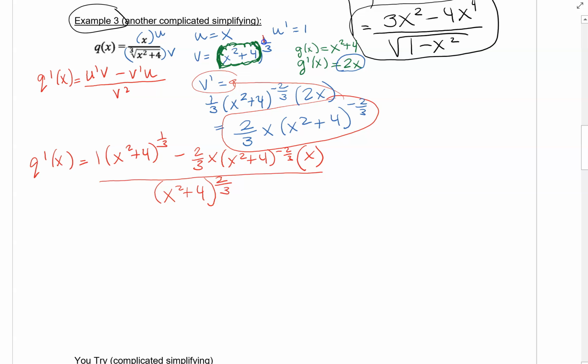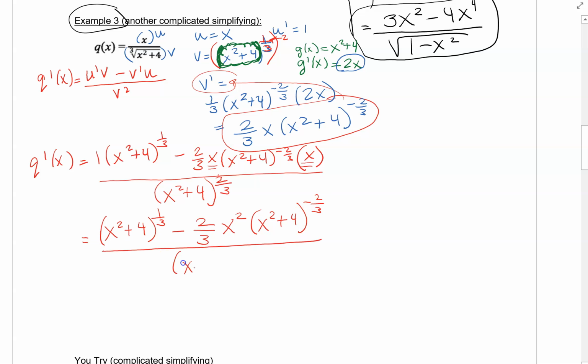Because right now it's to the power of 1/3, but if I square that, I just multiply the powers. So 1/3 times 2 is 2/3. Okay, I'm going to simplify a little here because I have common bases of x, so I can add their powers together. So then I get x squared plus 4 to the 1/3, minus 2/3 x squared, right? If I combine those, times x squared plus 4 to the negative 2/3. All of this is over x squared plus 4 to the 2/3.